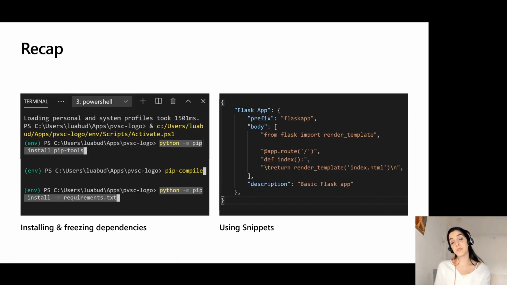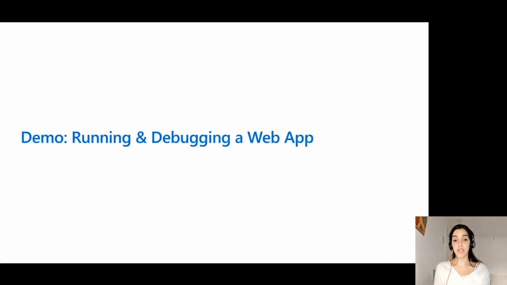We've seen how you can use code snippets and define code snippets in VS Code, so you can reuse larger pieces of code across different projects. It's very convenient. Now we're going to see how you can run and debug your application in Visual Studio Code.